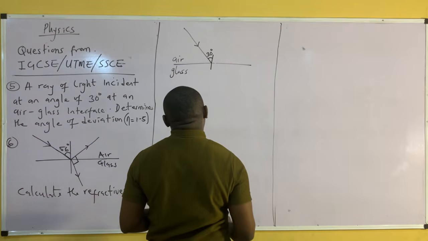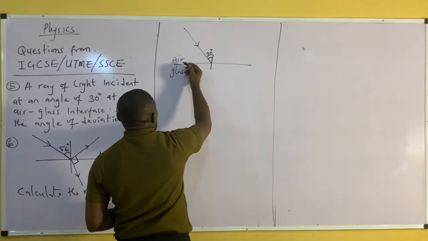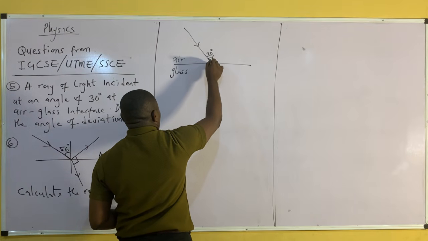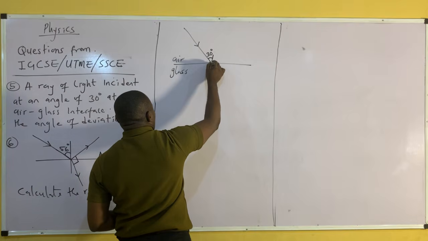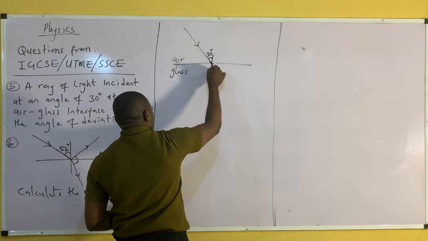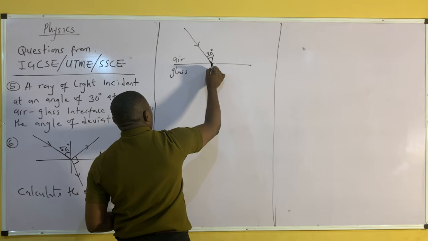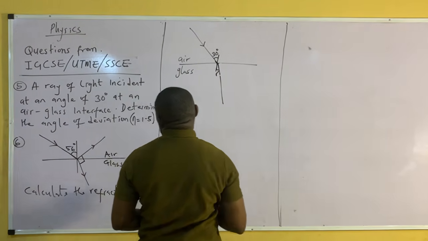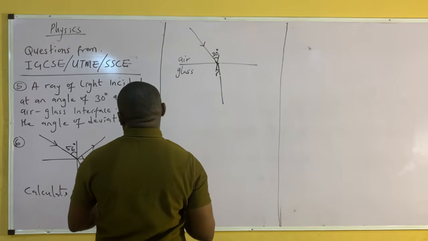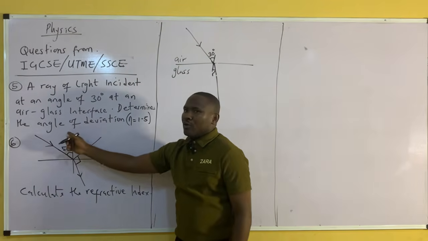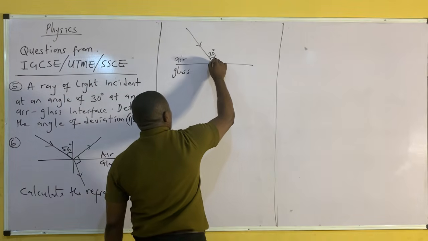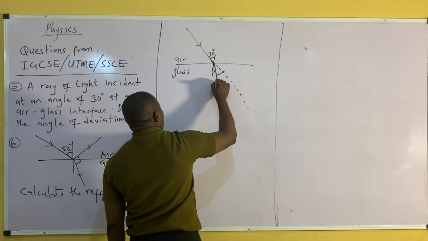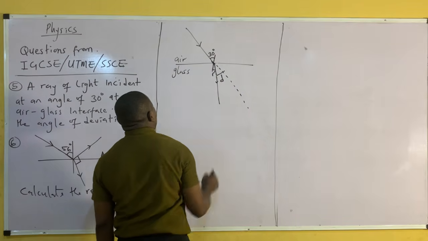Now the next thing is what will happen. Light moving from air to glass will bend towards normal. This is my angle of refraction. Now, what is the question asking us to determine? The question is asking us to find the angle of deviation. Now, remember, this would have been the actual direction the light would have gone to. So, here to here is your angle of deviation.